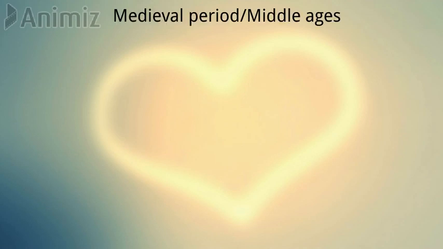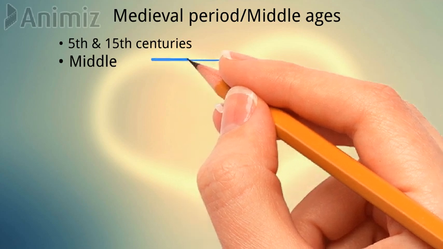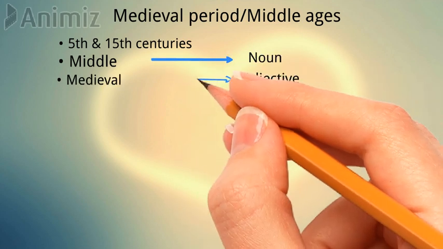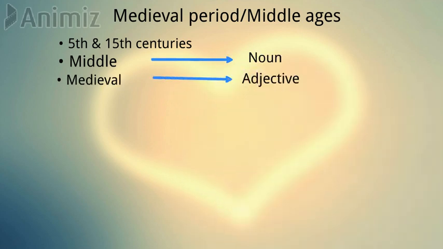Okay, so now let's discuss the medieval period or Middle Ages. These two terms are used to refer to the same period of time, that is between the 5th and 15th centuries. The only difference is that the word middle is a noun while the word medieval is an adjective which we can use to give reference to anything related to the Middle Ages. For example, medieval literature, medieval pictures, etc.